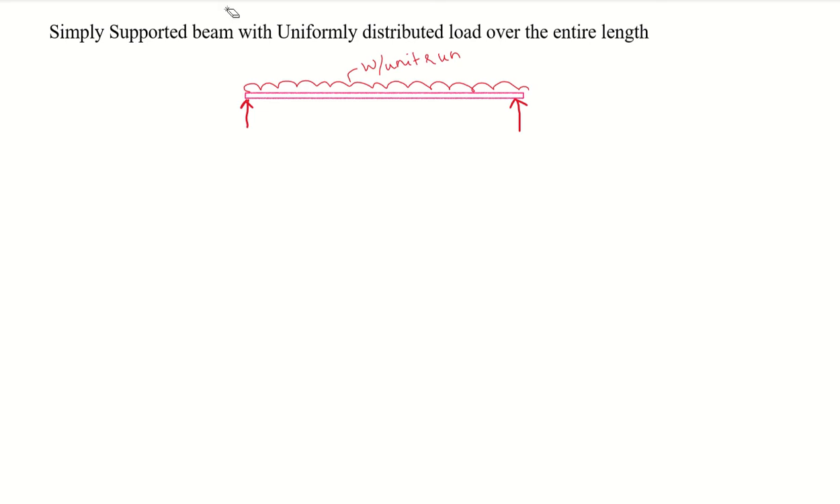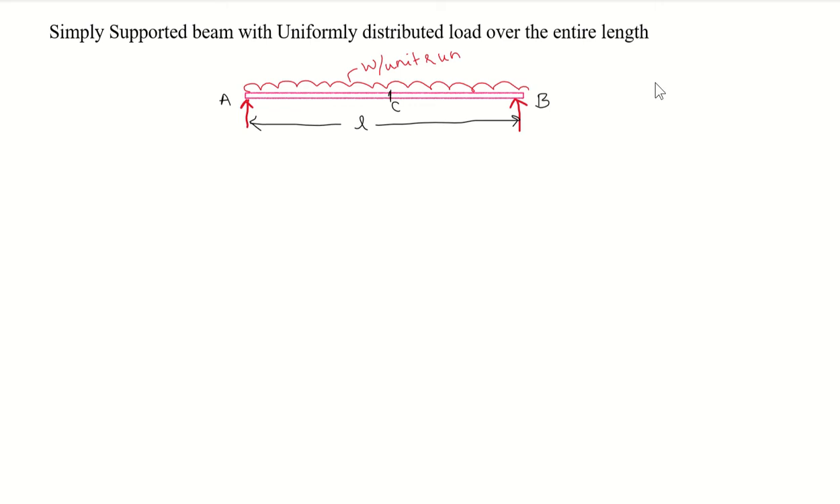So let us mark the points here. Okay, this is A, this is B. And you can see this is carrying uniformly distributed load w per unit run over the entire length. So let me say, and the length is L. Let us also mark a midpoint C.